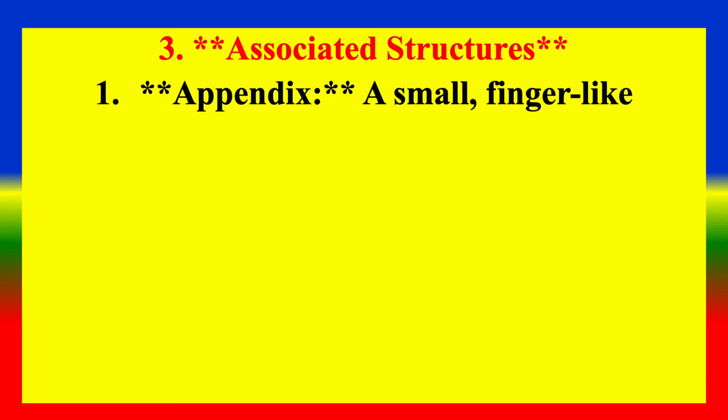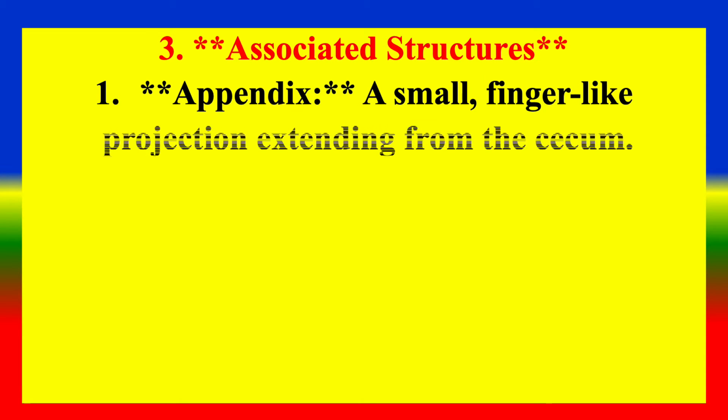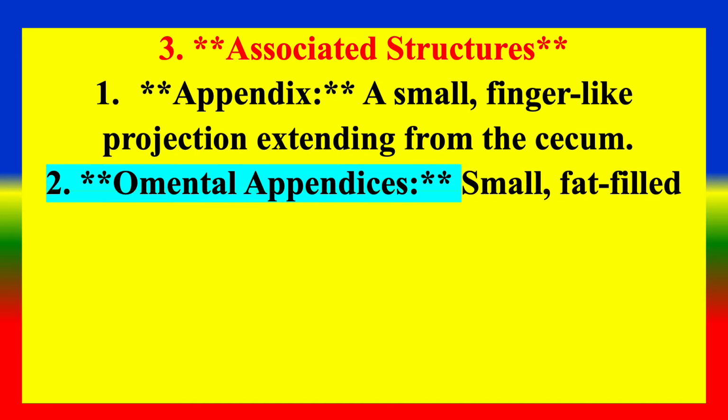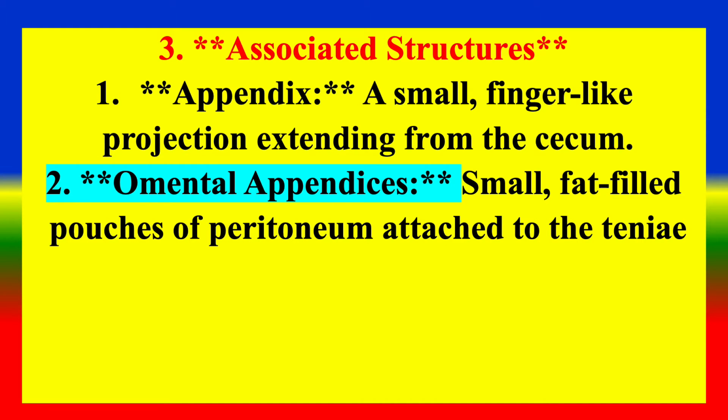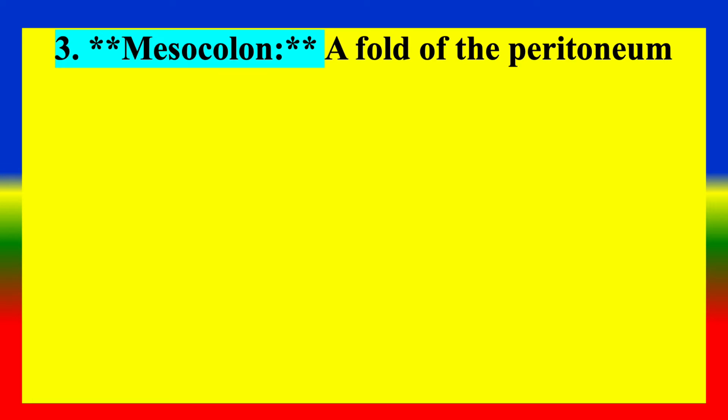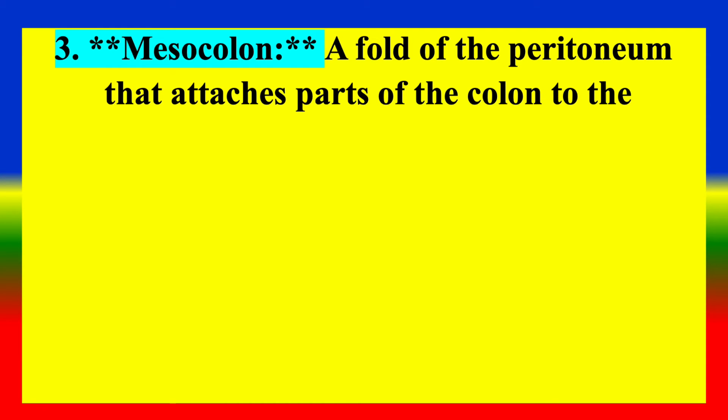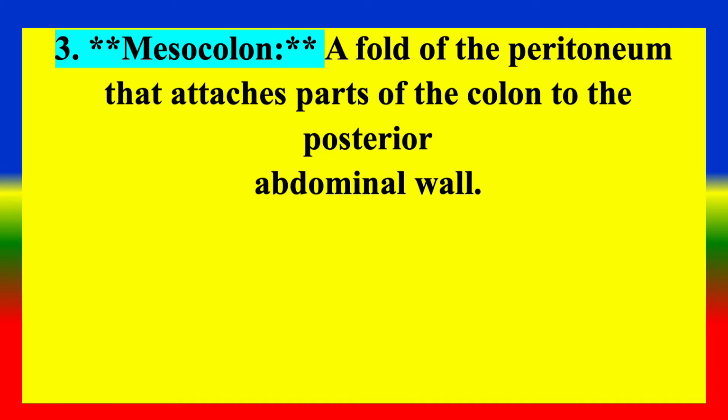Three, associated structures. One, appendix, a small finger-like projection extending from the caecum. Two, omental appendices, small fat-filled pouches of peritoneum attached to the taenia coli. Three, mesocolon, the fold of the peritoneum that attaches part of the colon to the posterior abdominal wall.